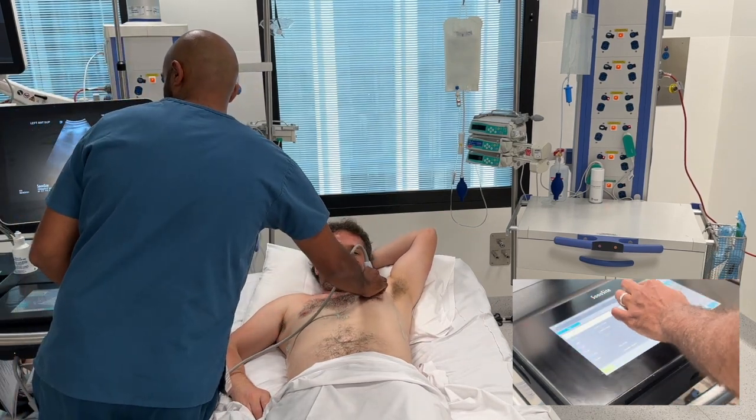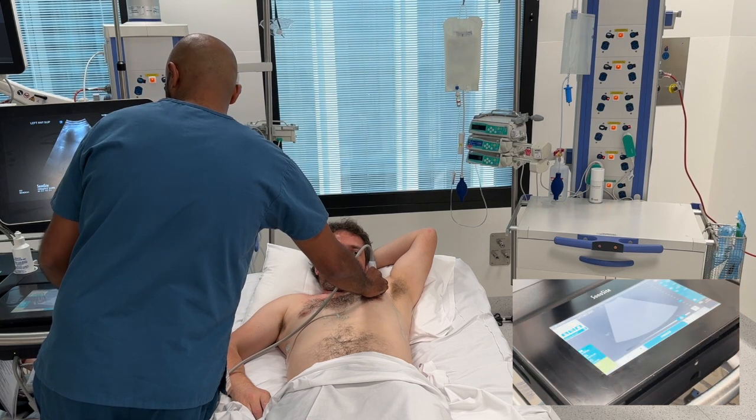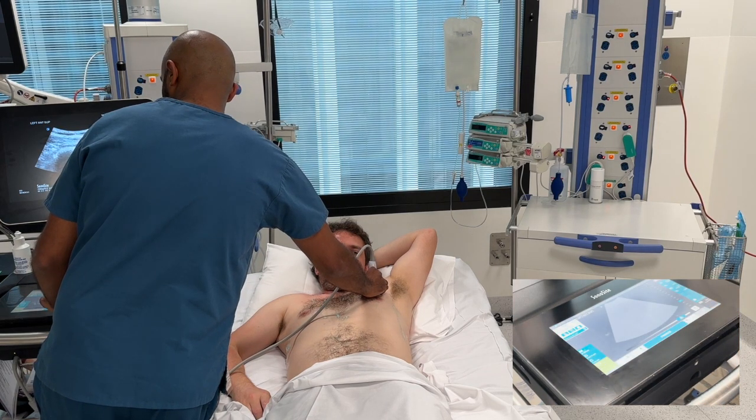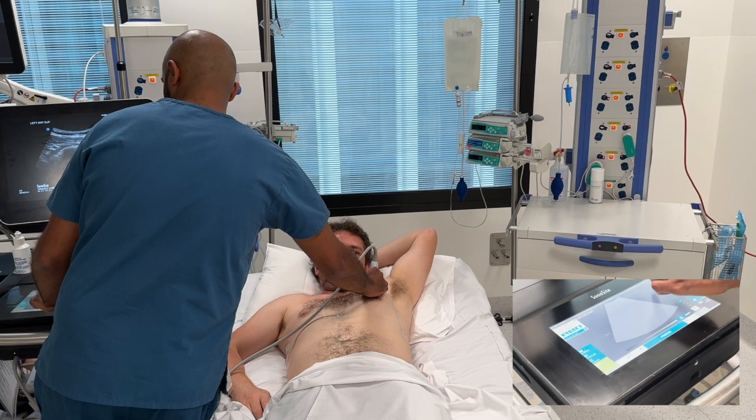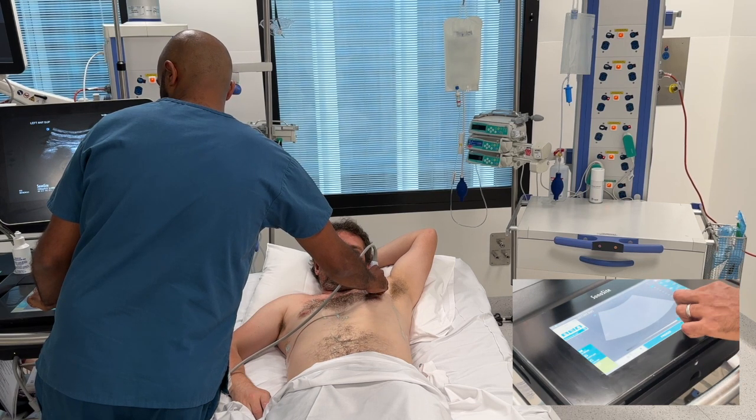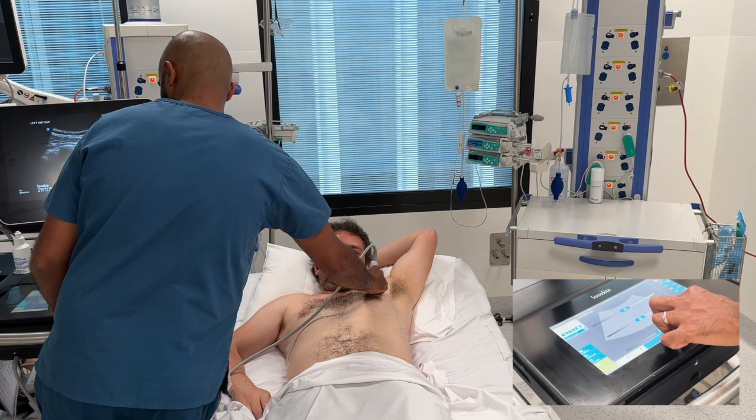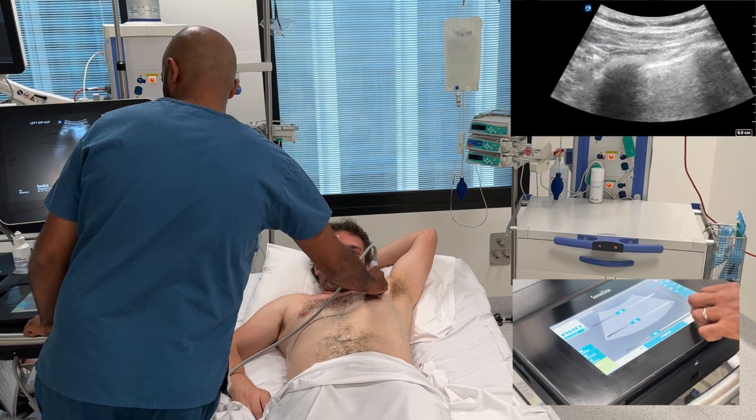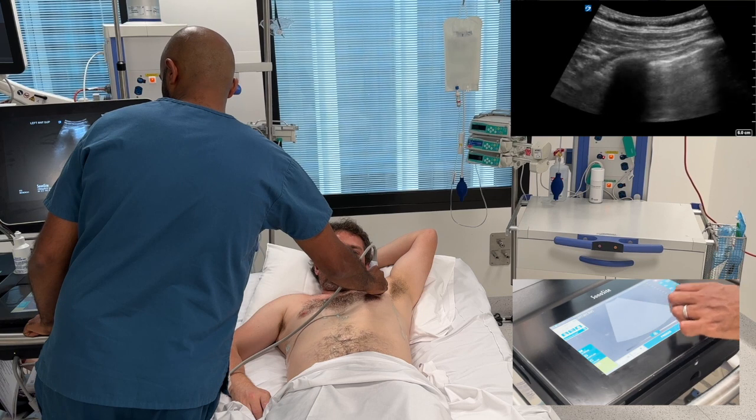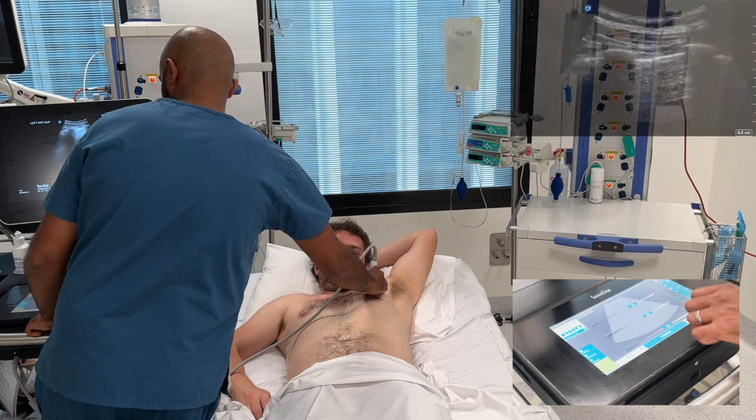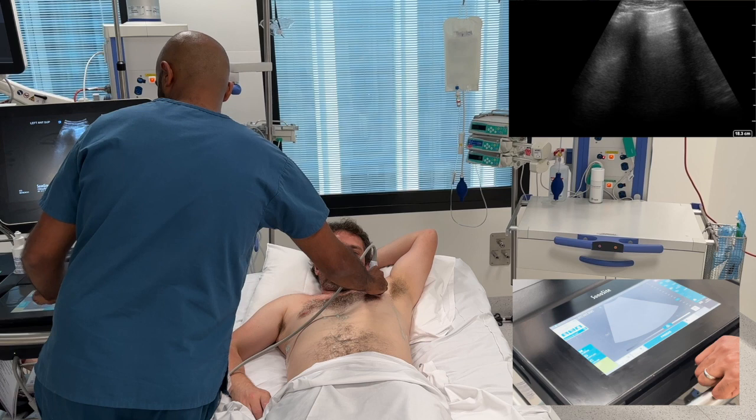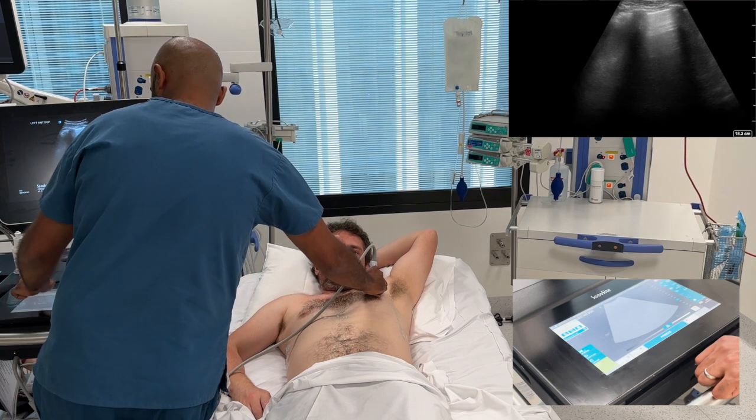We now repeat the process on the left side of the lung. Throughout all these views and all these zones, the probe marker is pointing towards the head. We always assess the pleura first to check that it's sliding and to look for pleural abnormalities, and then we increase the depth and increase the gain to look at the full lung field and assess for lung field pathologies.